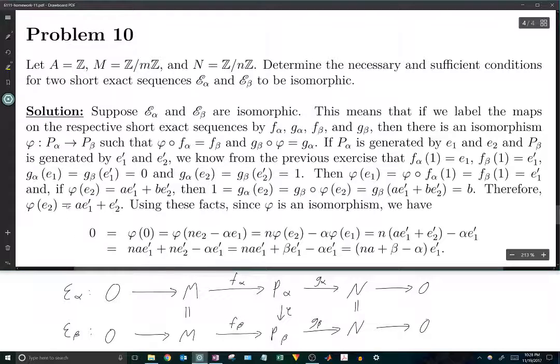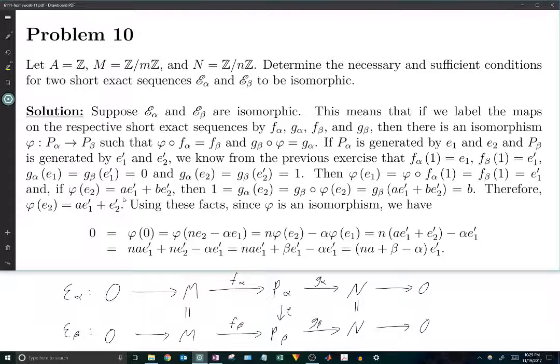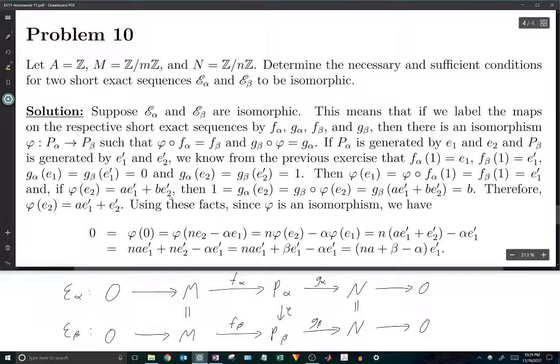What else can we conclude? Phi of E2 is, well, we don't know where it's going to go yet, but we know it's going to map to some linear combination of E1 prime and E2 prime. So let's say it's A times E1 prime plus B times E2 prime. And of course here A and B are integers because P beta is an abelian group generated by E1 prime and E2 prime.